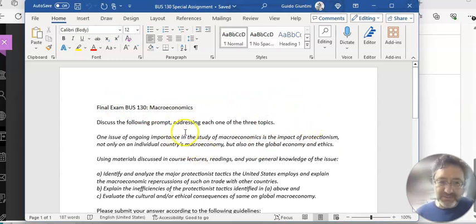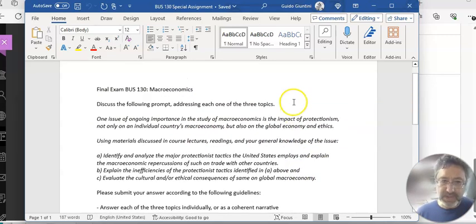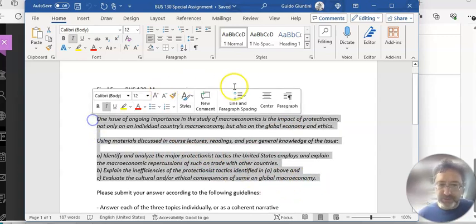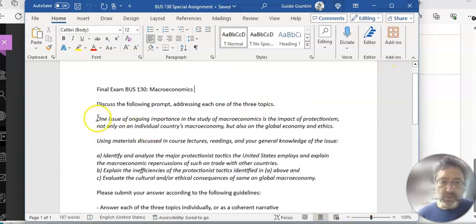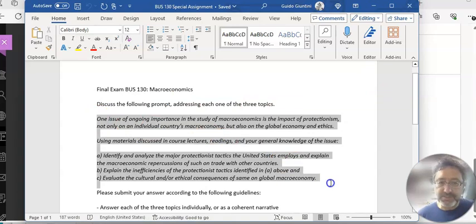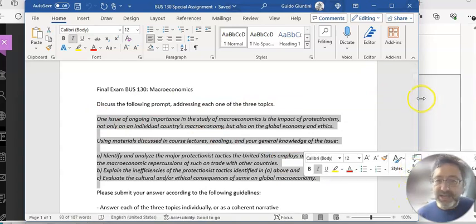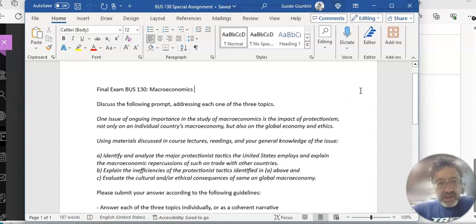And you have to discuss the following prompt, and you have to address each one of the topics. Okay, so this is the prompt from the university, the one that I took for you to address, and it's this one. One issue of ongoing importance in the study of macroeconomics is the impact of protectionism, not only on an individual country's macroeconomy, but also on the global economy and ethics.